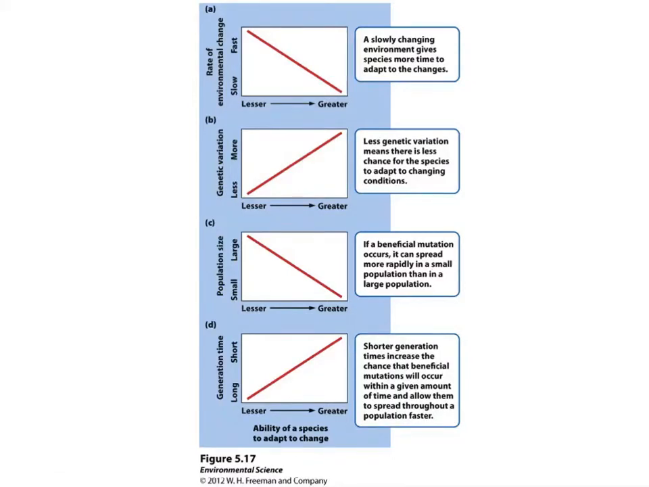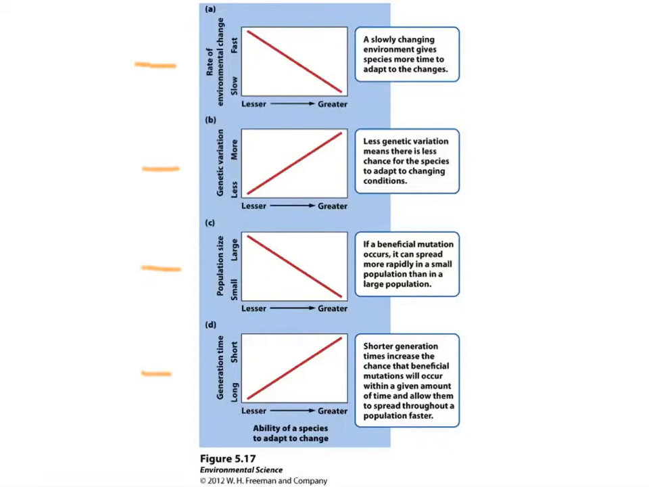Welcome back. This is AP Environmental Science, Chapter 5. And in this video, we're going to talk about the pace of evolution and the factors determining the pace of evolution. And here we have 4 factors that determine the pace of evolution: the rate of environmental change, genetic variation, population size, and generation time.